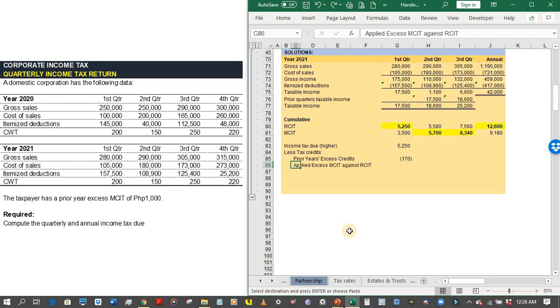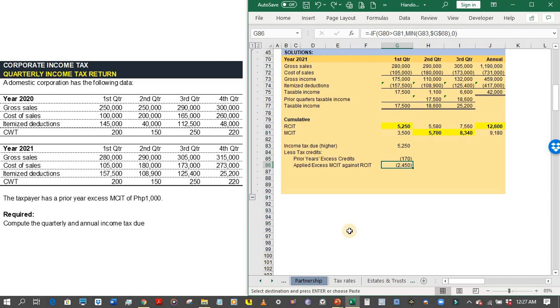Then, applied excess MCIT against RCIT. Since the income tax due in the first quarter is an RCIT, we can now apply excess MCIT. And the amount to be applied is 2,450 pesos. Since the available balance of the excess MCIT is 2,450, we can only credit the amount lower between the income tax due and the available balance of the excess MCIT, which in this case, the available balance is only 2,450 pesos. That is why we can only deduct up to 2,450 pesos.